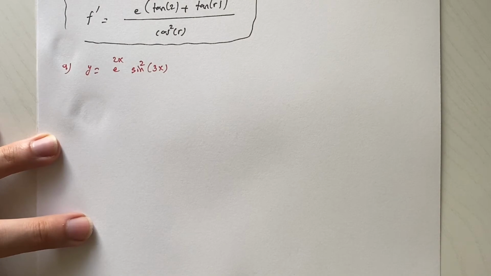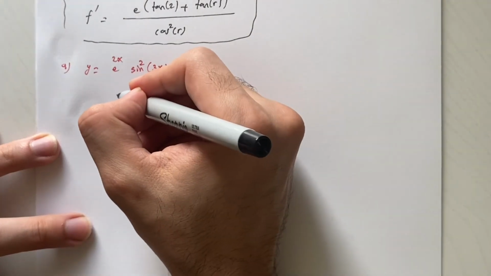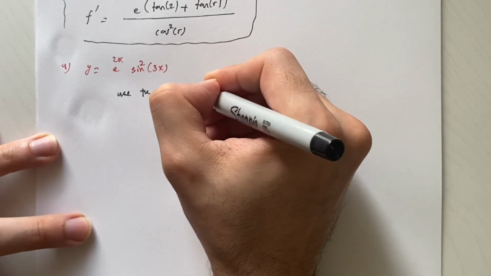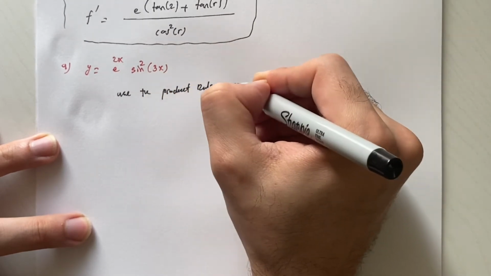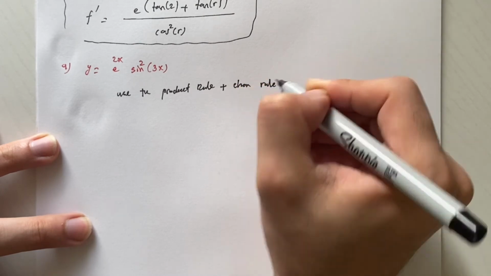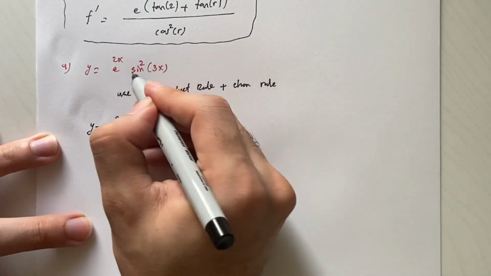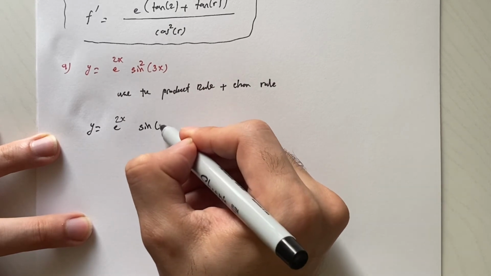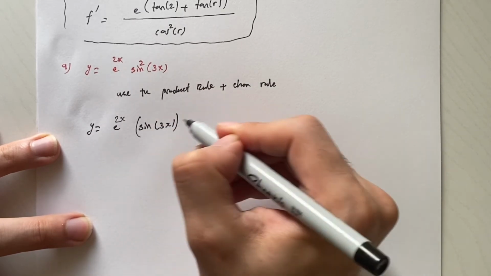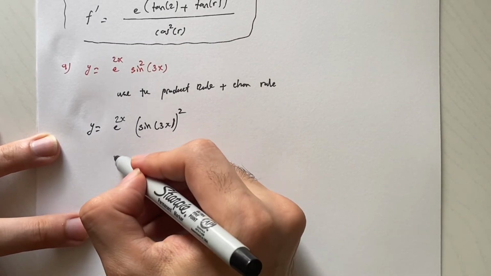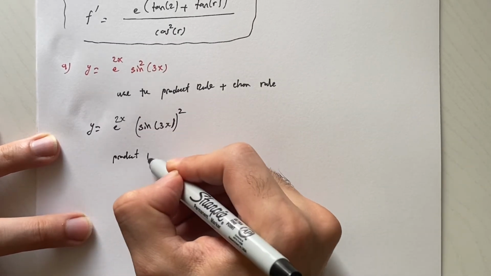Here we have this function y. Since this is two multiplied functions, we're going to use the product rule. And also we're going to use the chain rule when we are differentiating sine squared of 3x. So first we're going to rewrite that function. Sine squared of 3x is the same as sine 3x all squared.